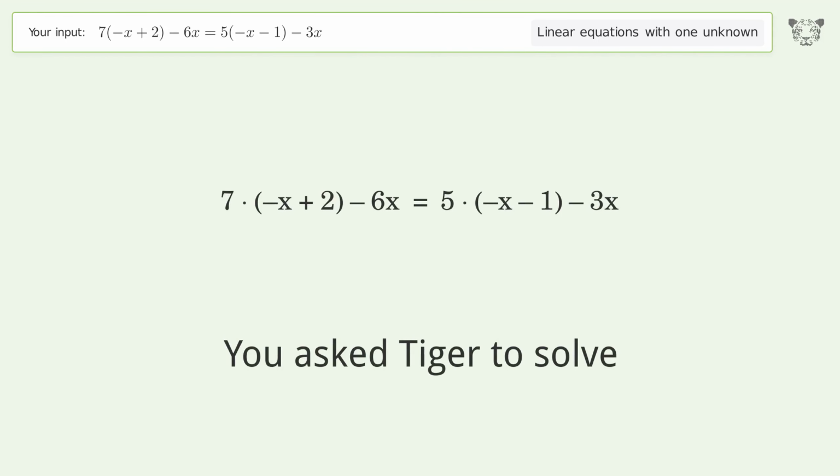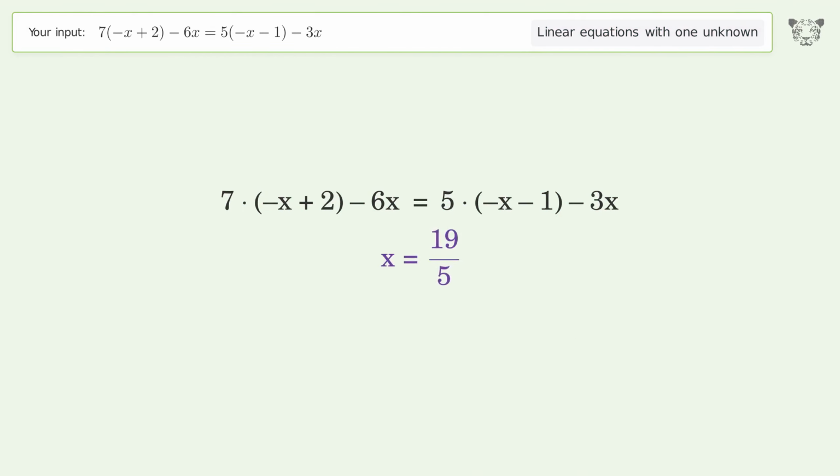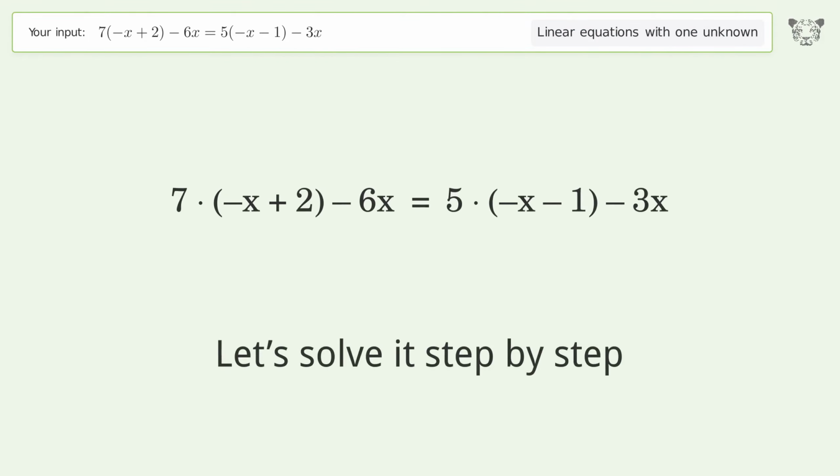You ask Tiger to solve. This deals with linear equations with one unknown. The final result is x equals 19/5. Let's solve it step by step.